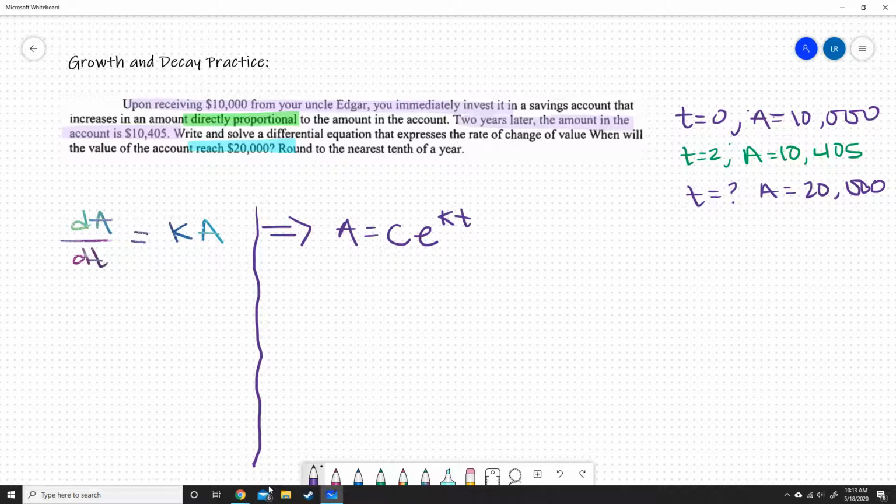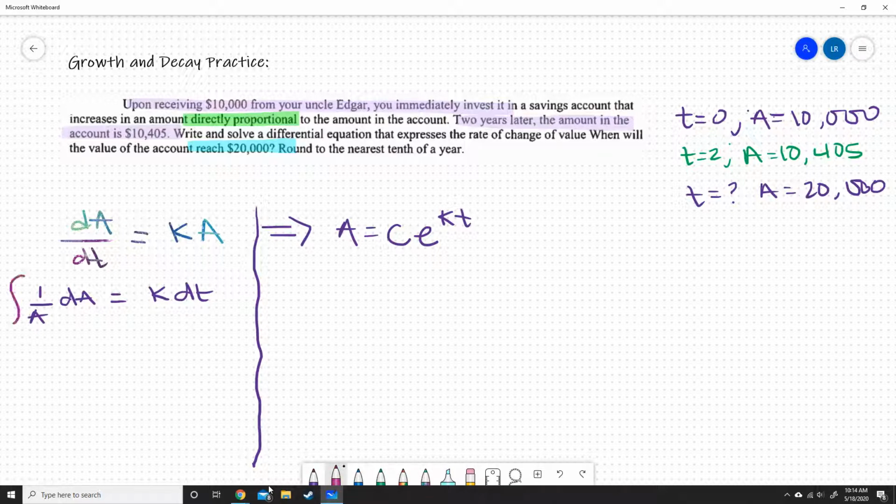I want to get my A's to the same side and I want to get my t's to the same side, and I don't want a dA or a dt in my denominator. So this is going to be equivalent to 1 over A times dA. So I divided by A. And this is going to be k dt. So I multiplied by dt. I no longer have a dA or a dt in my denominator.